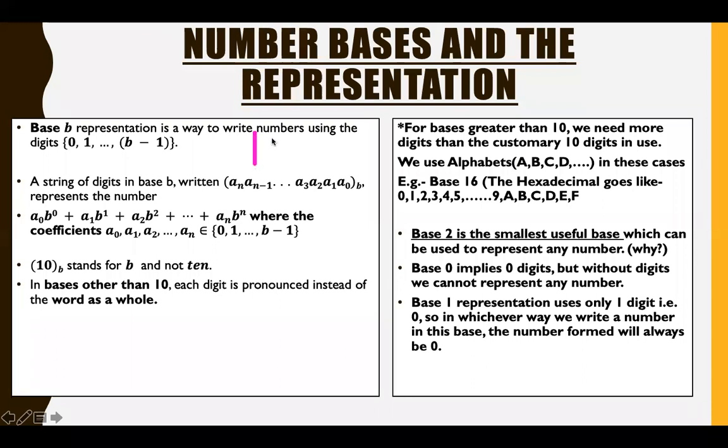So suppose you have 18 in base 8. This number symbolizes the following: you take the last digit, 8, and multiply it by 8 to the power 0, plus 1 multiplied by 8 to the power 1, just like we do normally for base 10.